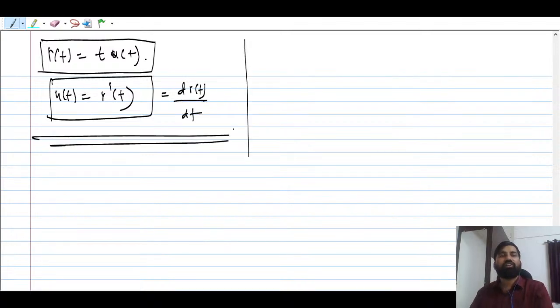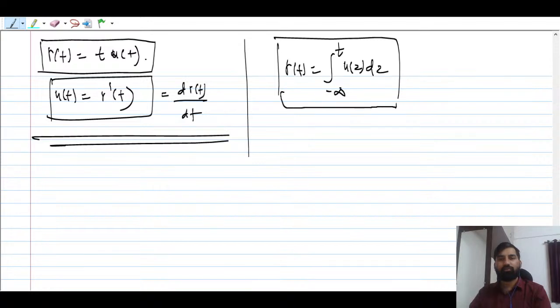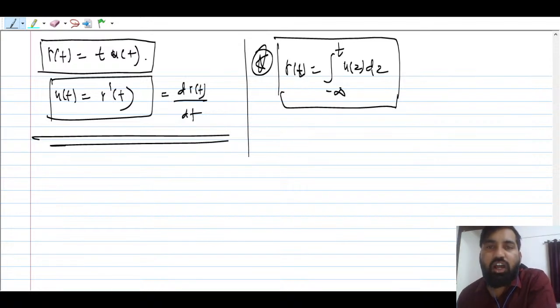So suppose you have got the unit step, how can you get the ramp? You can get the ramp also, right? r of t is nothing but the integral from minus infinity to t of u of tau d tau. This is the ramp of t, right? Okay?